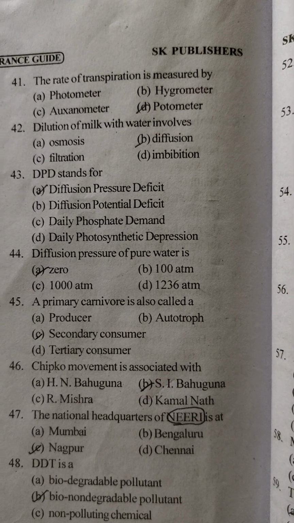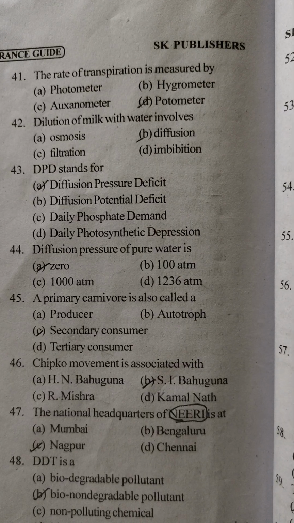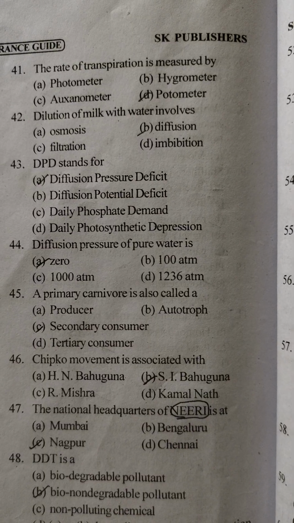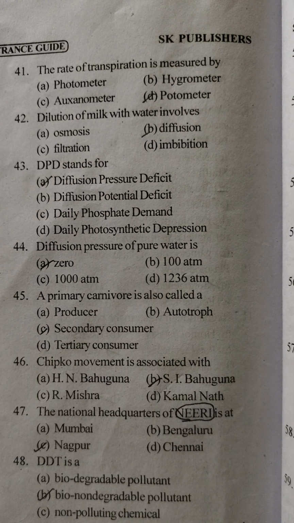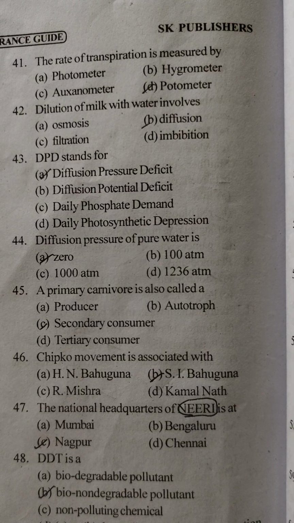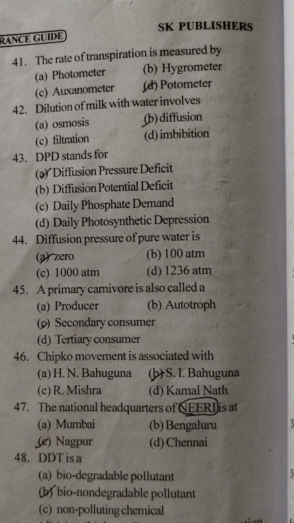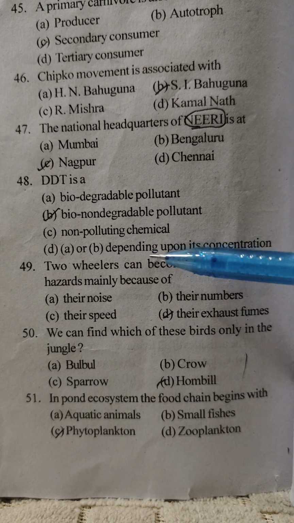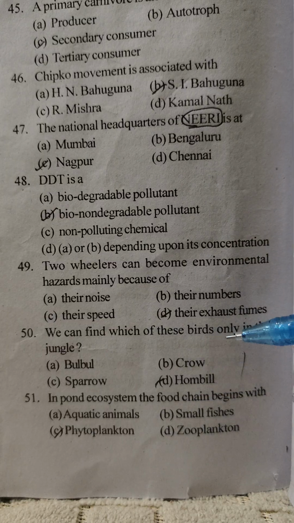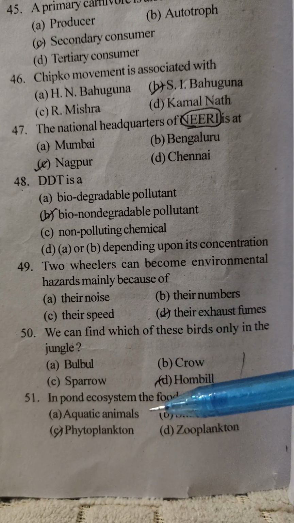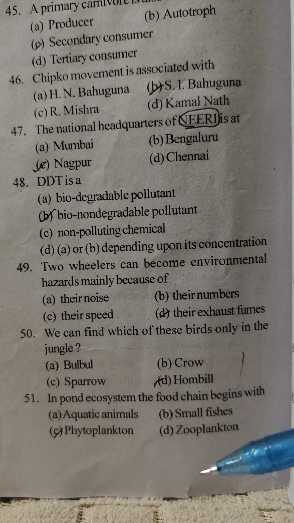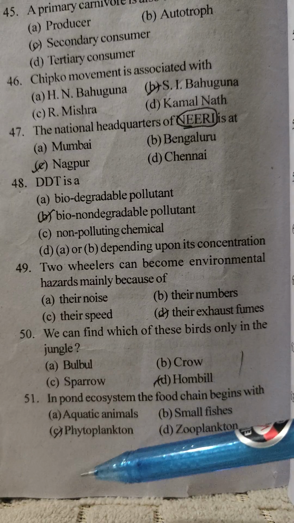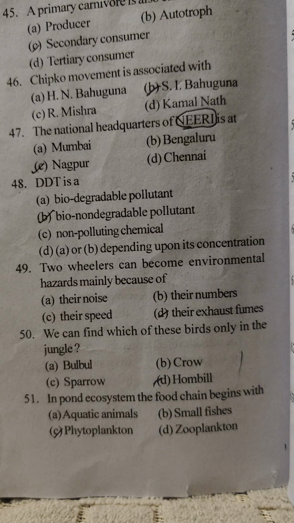A primary carnivore is also called a secondary consumer. Okay. So look at 46. Chipko movement is associated with the environment. The national headquarters of NEERI is at Nagpur. DDT is a bio non-degradable pollutant. Okay. And then 49. Two-wheelers can become environmental hazards mainly because of their exhaust fumes. We can find which of these birds only in the jungle? That is hornbill. In a pond ecosystem, the food chain begins with the phytoplankton.